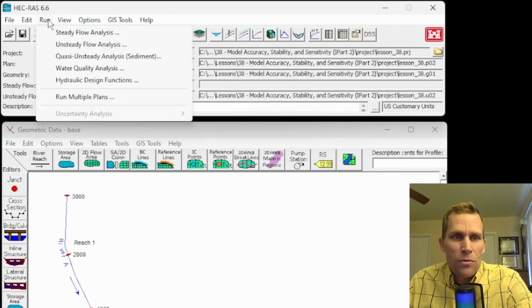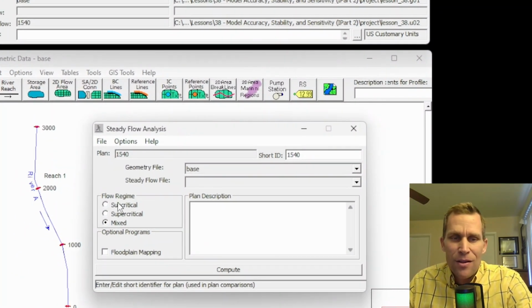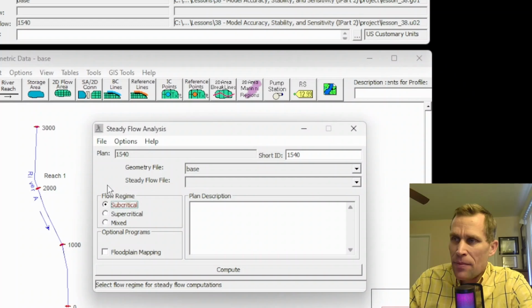So if you go up to Run and then Steady Flow Analysis, this is the only place that I could find the flow regime listed. And by default, it will be subcritical. I was in here earlier clicking around, but subcritical will be your solution most of the time. Higher velocities and rapid changes in depth and velocity are more difficult to model and to keep a stable solution.